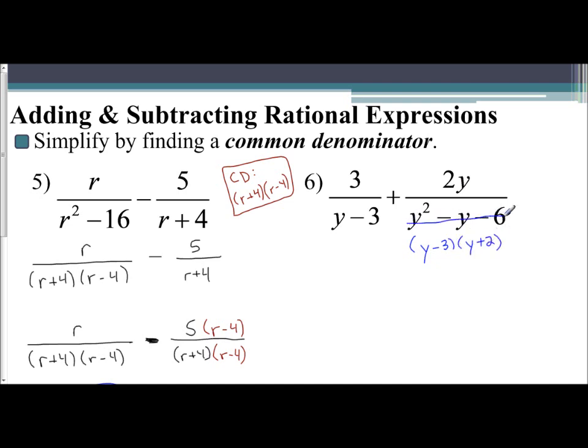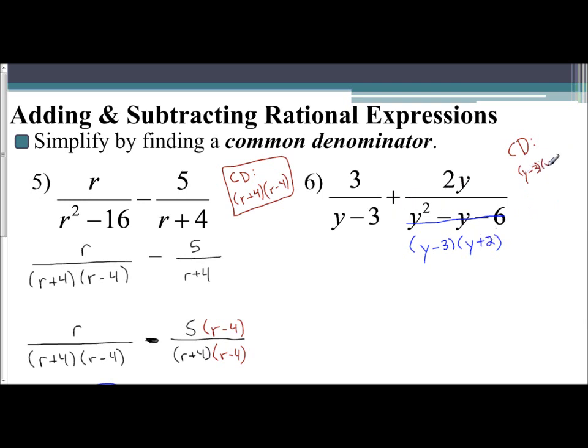That allows me to see what I need for my common denominator. What do they share? They both have a y minus 3. So you're going to have one of those in your common denominator. Well, what's missing? Well, the y plus 2 is here and it's missing over there.